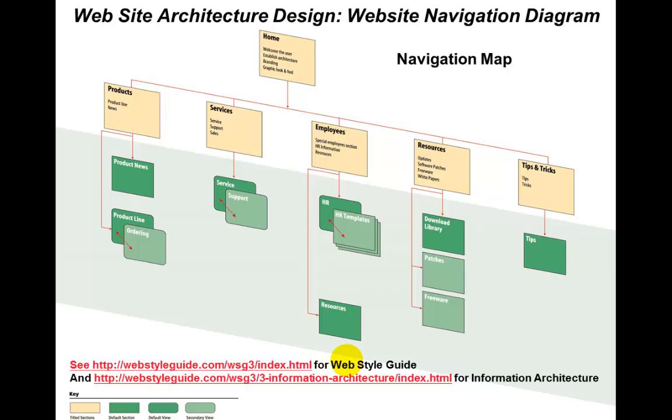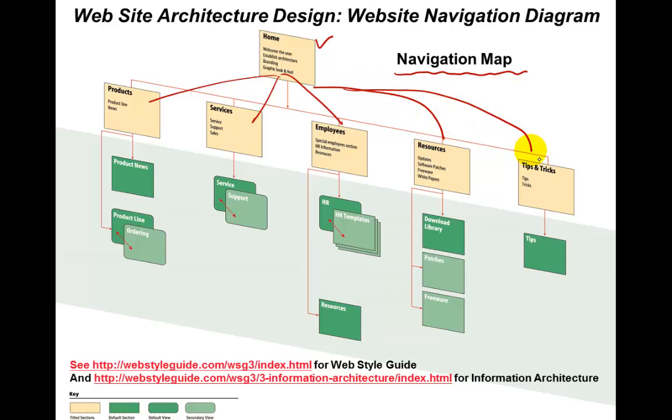This is a website navigation diagram. Sometimes we just call it a navigation map. This is the home page on the top. And from the home page, you can go to some main areas like product, service, employee, resource, and the tips and tricks area. Under each area, there is a collection of pages which can be linked to each other.